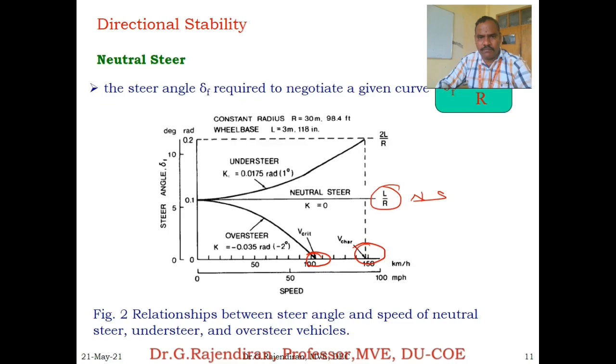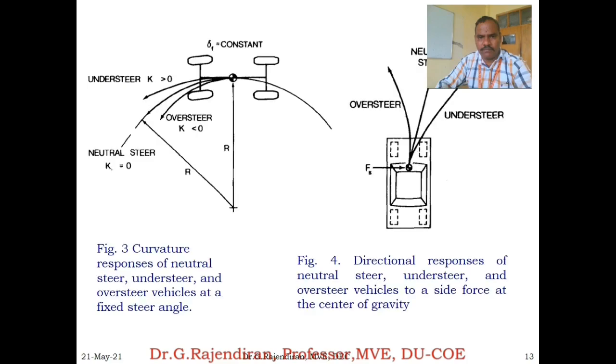So this is speed versus steering angle. Then, when the vehicle is moving over a curved path, for a neutral steered vehicle the radius of turn is constant, R is the same here. But for an understeered vehicle, the radius of turn here is greater than the radius of turn here. For an oversteered vehicle, the radius of turn is less than that of the neutral steer. So this is greater than, this is greater than, this is less than.